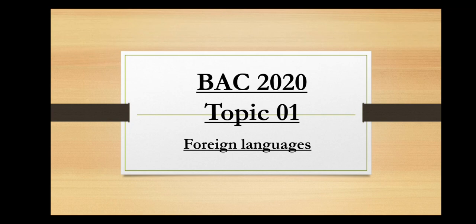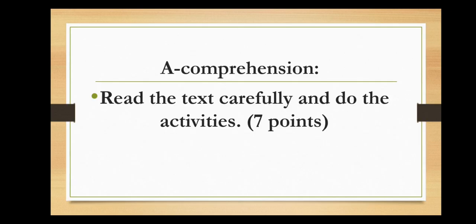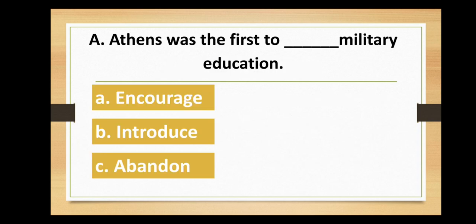Welcome again. In this video, I am going to correct the baccalaureate exam of foreign languages, topic 1. Let's get started. So we are going to start with A, comprehension. This part is marked 7 points. We start with the first question. Choose the answer to complete each statement.